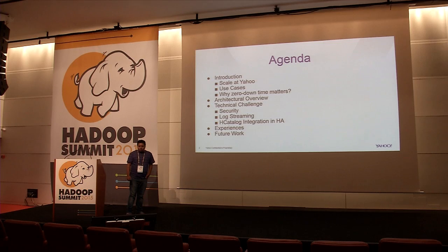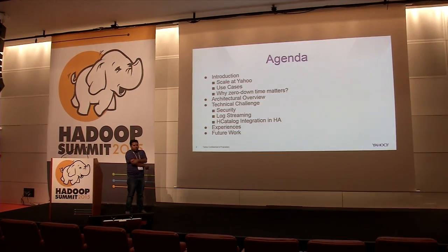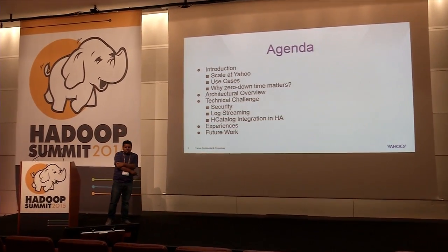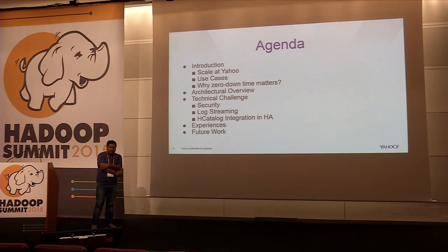The agenda of this talk will be something like this. Initially, we'll start with an introduction. We'll talk about scale at Yahoo. We'll see some of the live use cases, and then we'll discuss why zero downtime matters. Then we'll talk about some of the architectural overview and some of the technical challenges, mainly in terms of security, log streaming, HCat integration in HA. Then we'll share our experience and some of the future work.